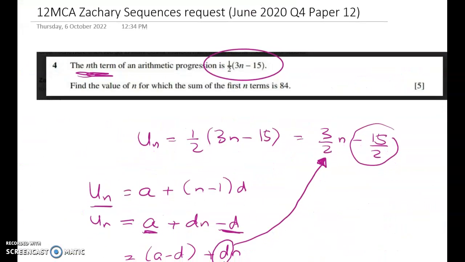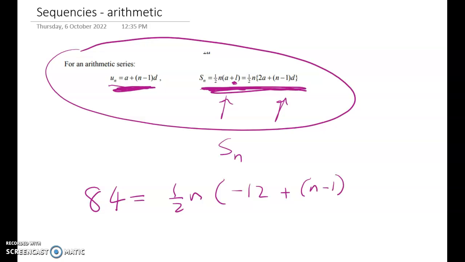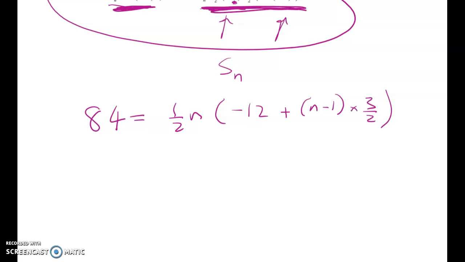We've got to figure out the value of n for which the sum of the first n terms is 84. Right, so the sum of the first n terms can come from either one of these two formulae. We don't know anything in here about the last term, and we usually won't, but we do know that 84 has to equal a half n times 2a, so negative 12, plus n minus 1 times 3 over 2. So if we manipulate this, we're going to get a quadratic.